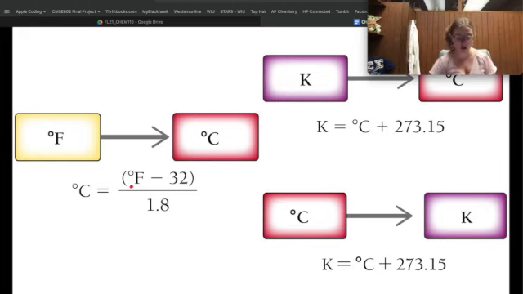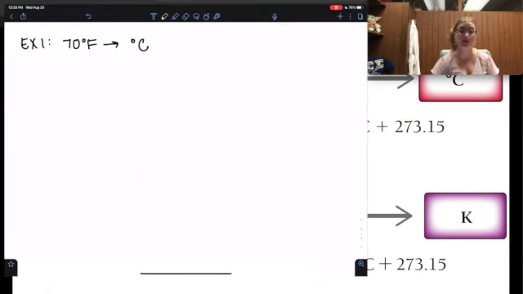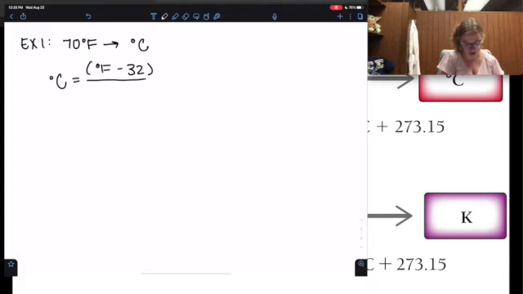So if I want to go from Fahrenheit to Celsius, I'm going to look for some sort of equation that relates those two things, and it happens to be the one on the far left here. So I'm going to use this equation: degrees Celsius equals degrees Fahrenheit minus 32, all of that divided by 1.8.